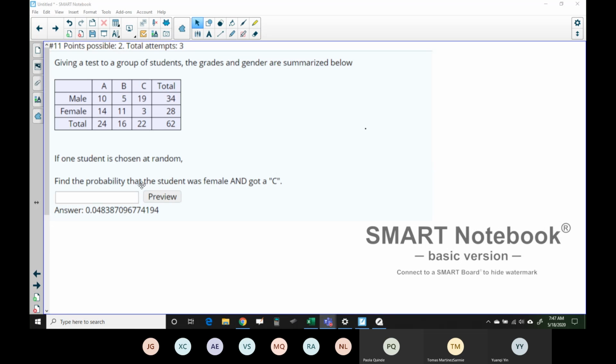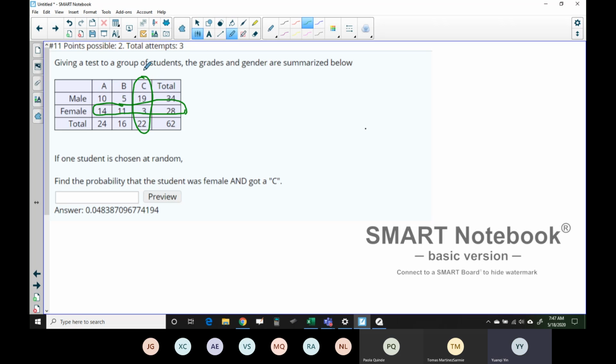So find the probability that the student was a female and got a C. First of all, in Lumen, they make it easier because they give you a table. So when they give you a table, basically they make it a little simple for you. It's a female. So females are everything that you see here. The student was a female and got a C. And this is everything that has a C.